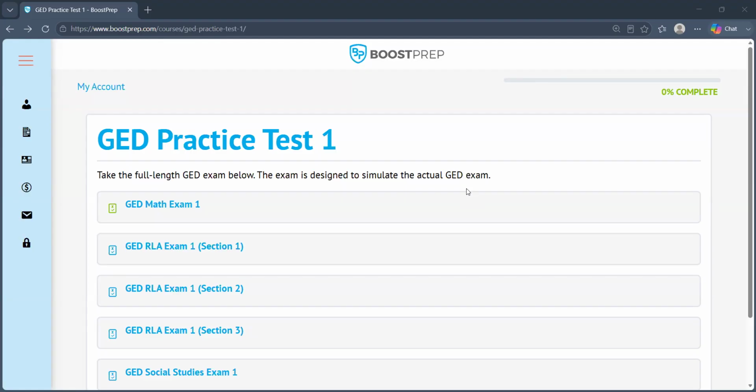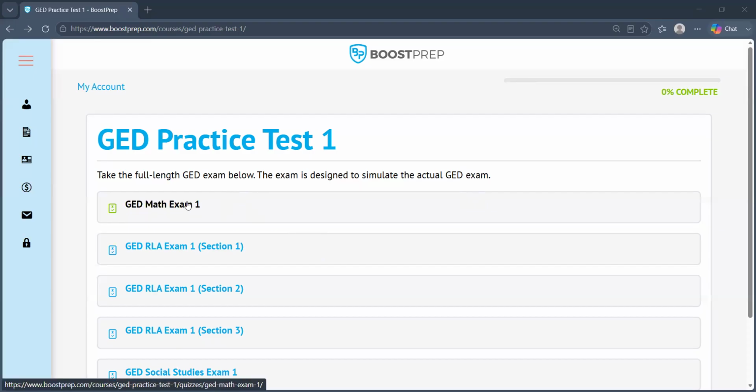In the real GED math exam, you don't need to memorize any formulas. They give you all the formulas you need, so there's no need to memorize them. And then they'll tell you when you can or cannot use a calculator, and you'll see what I mean. So I'll show you. Let's start with GED Math Exam 1.